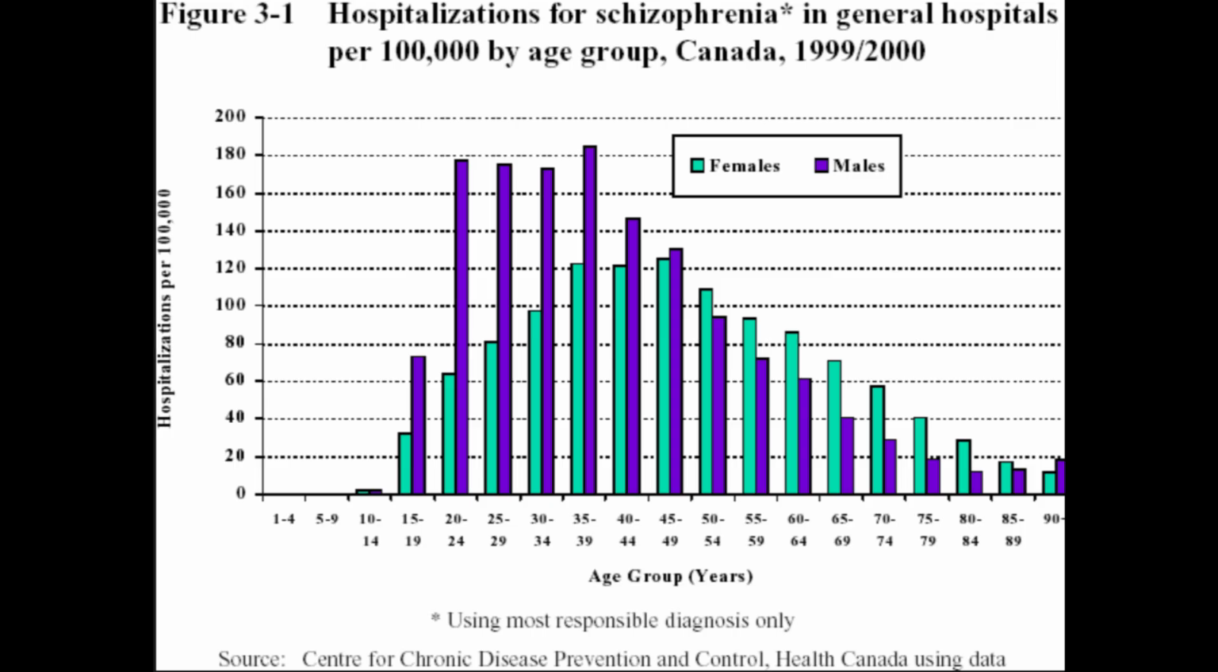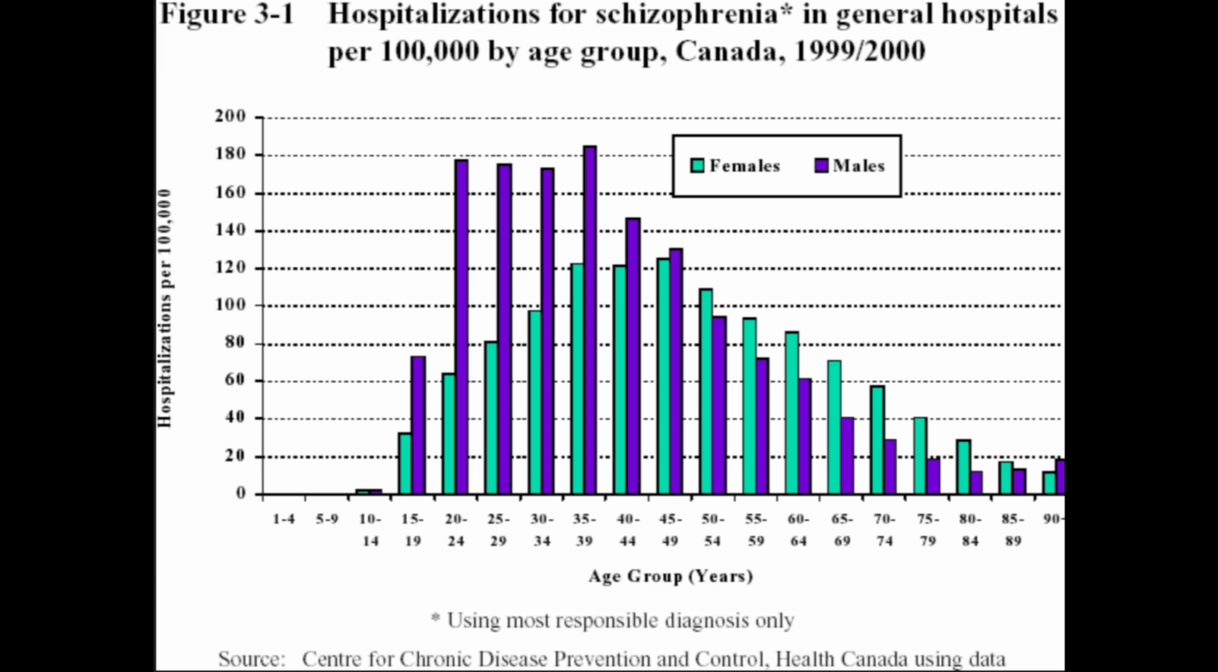The following graph gives information about hospitalizations for schizophrenia in general hospitals by age group. The age groups range from 1 year to 90 years old. According to this graph, in 15 to 19, the value of females is around 30, and that of males is higher, which is around 75.